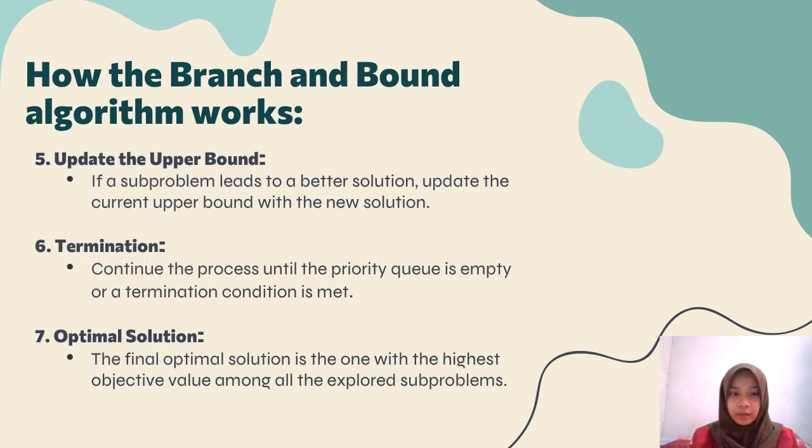Fifth, update the upper bound. If a subproblem leads to better solutions, update the current upper bound with the new solutions. Six, termination. Continue the process until the priority queue is empty or a termination condition is met. Seven, optimal solution. The final optimal solution is the one with the highest objective value among all the explored subproblems.